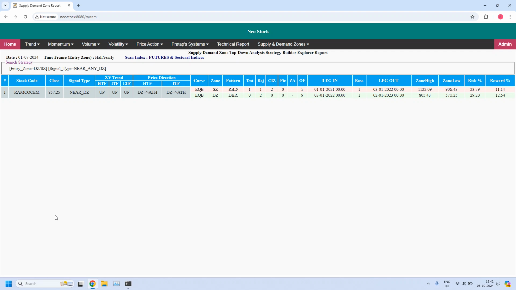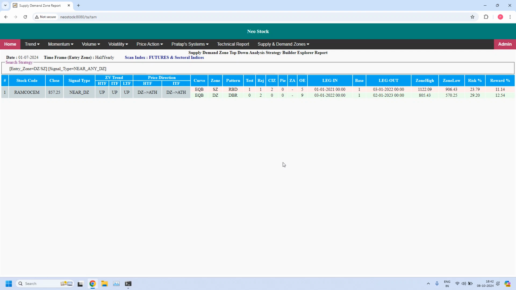One stock is filtered near to the half yearly demand zone. I am giving you only a few seconds to watch the report, so you need to pause the video. You can study all the columns, values, parameters, and even using leg in and leg out timestamps, you can draw the zones on your charts. And once you complete your analysis, you can further proceed in this video.